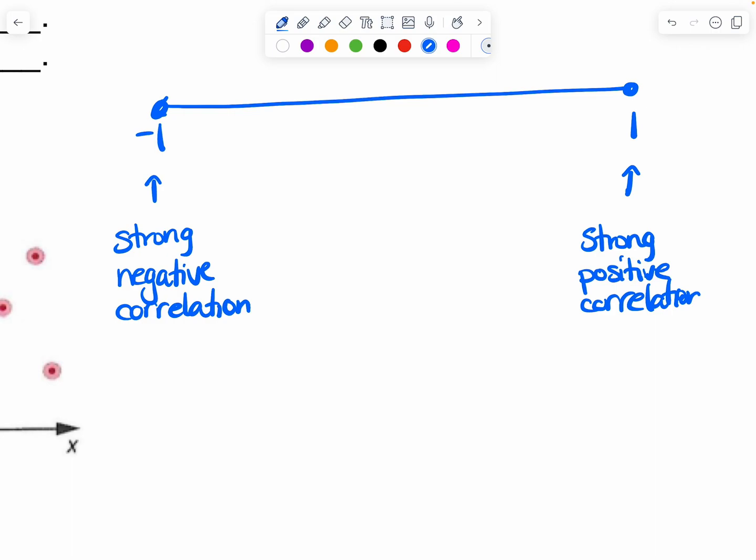What does a strong positive correlation look like? Well, positive means as one goes up, the other goes up. Or think about what we've done with linear stuff. Positive means the line's increasing. So a strong positive correlation would mean those points are perfectly lined up. Similarly, a strong negative correlation means those points are almost lined up, but a negative line goes down.